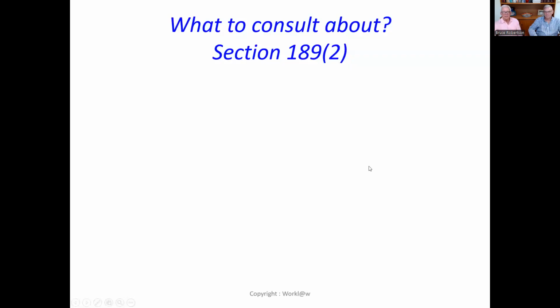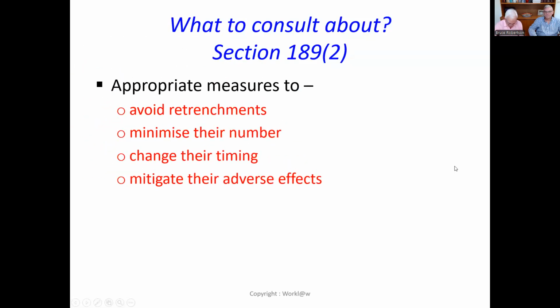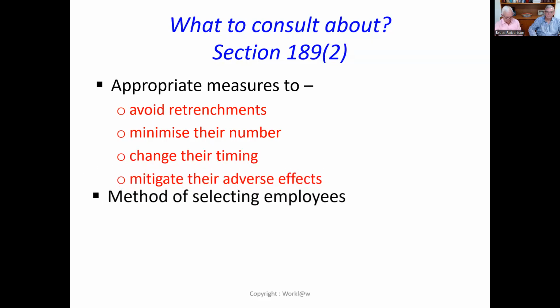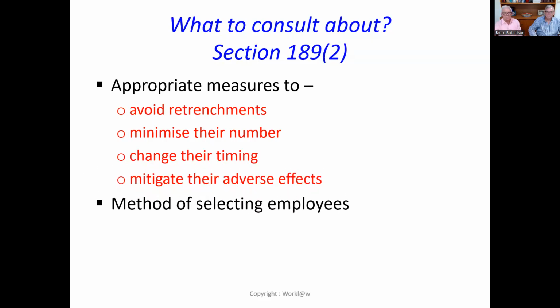This is dealt with under section 189(2). And it says, as Alan said before, you've got to engage in a joint, meaningful, consensus-seeking process, and you've got to attempt to avoid retrenchments, minimize their number, changing their timing, or mitigating their adverse effects. And you've got to look at the method of who you're going to choose and what severance pay is payable.